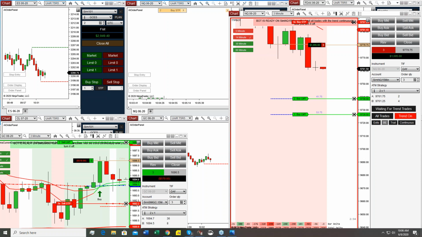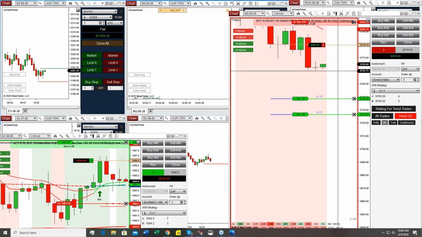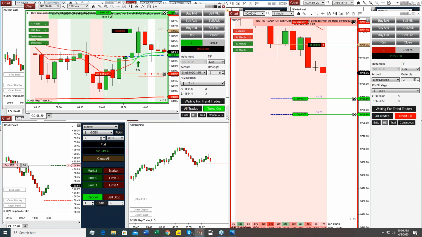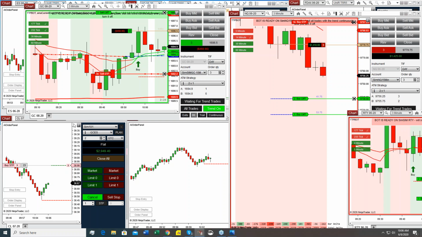Come on, NASDAQ, let's go. It's holding that 60 area. Gold on the 3-minute is just sitting right at VWAP. Here comes NASDAQ. Actually, the Russell's now in a short mark.